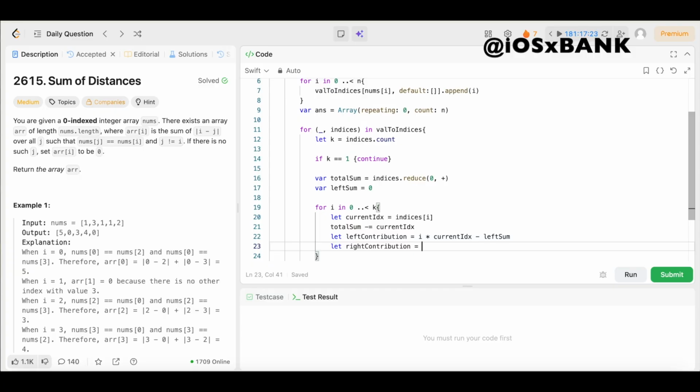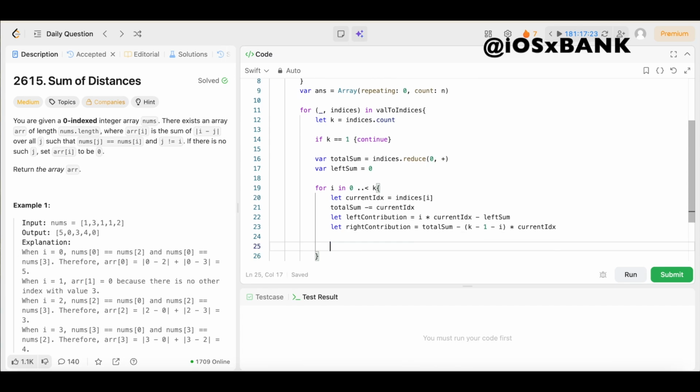Boom. Then for the contribution from the indices on the right, we'll say let rightContribution equal totalSum minus, open up the parentheses, k minus 1 minus i. Boom. Then we'll come outside of that and we're going to say times currentIdx. Boom. Then the total distance for this index, we're going to come underneath this.